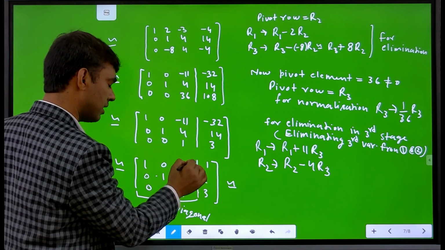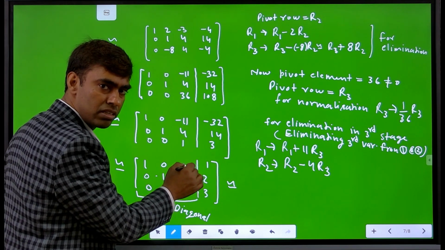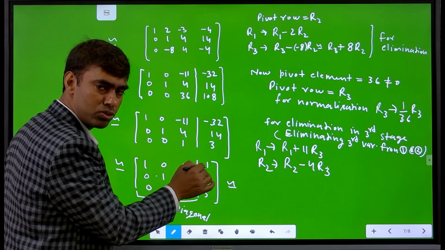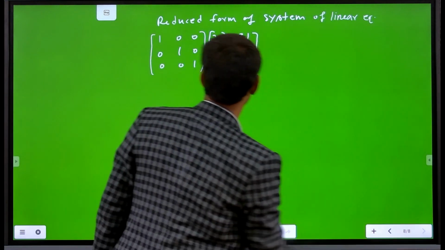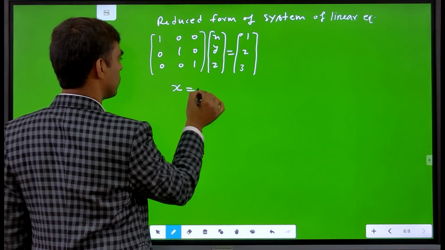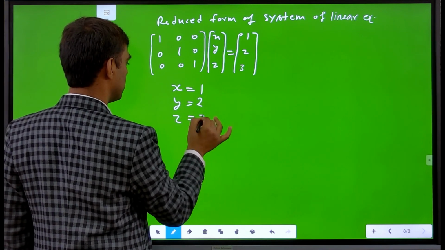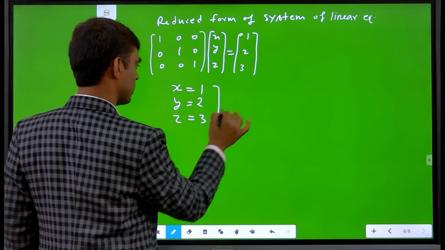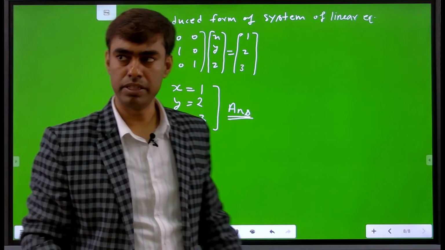Here, A is the coefficient matrix, and this is a matrix of unknowns, x1, x2, x3: x1 with x, x2 with y, and x3 with z, means here the unknowns are x, y, z. So if we multiply this, then we directly write x equal 1, y equal 2, and z equal 3. This one is the answer.